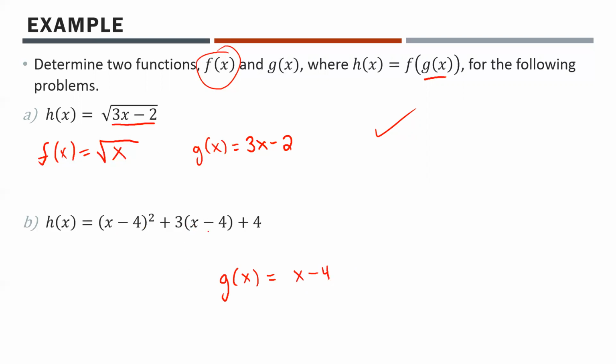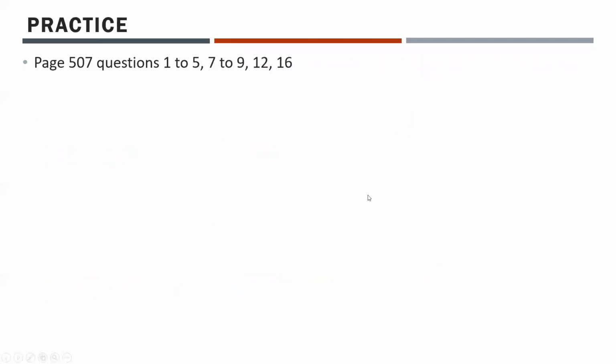And if you start thinking about what you are using to replace an x, that helps you make your f of x. So I can say that my f of x needs to be x squared, that accounts for this whole piece, plus 3x, that accounts for this whole piece, plus 4. So again, if you were to plug g of x into this f of x, you'll see it's (x minus 4) squared plus 3 times (x minus 4) plus 4. And that's exactly what we started with, so we know we're good there too. All right, so we're done.